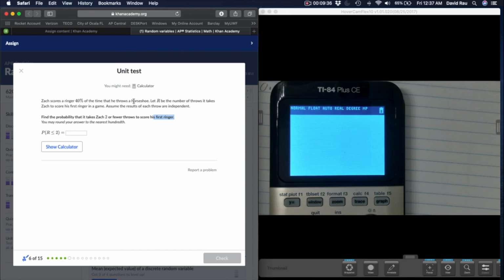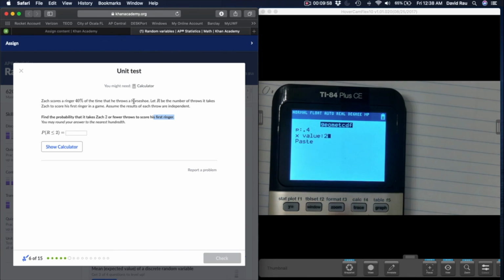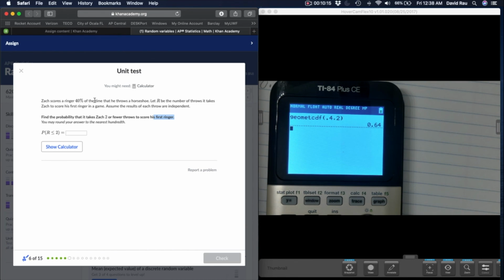But that's going to be a calculator question, second distribution, and we're going to go to geometric CDF because this is essentially second or fewer. So geometric CDF. And we'll calculate this by hand if you don't have a calculator, but the odds of getting a ringer is 0.4, and we want this to happen at 2 or less times. And if it says 2 or less, we need to include 2. If it said less than 2, we would only need to plug in 1. Remember, CDF only goes from your value down. So we get this answer, 0.64.